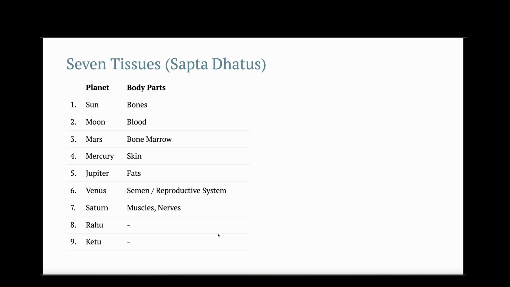Now let's look into the 7 tissues or Sapta Dhatus. These are the body parts that are associated with the planets. Sun is associated with bones, Moon blood, Mars bone marrow, Mercury skin, Jupiter fats, Venus semen or reproductive system, Saturn muscles and nerves.